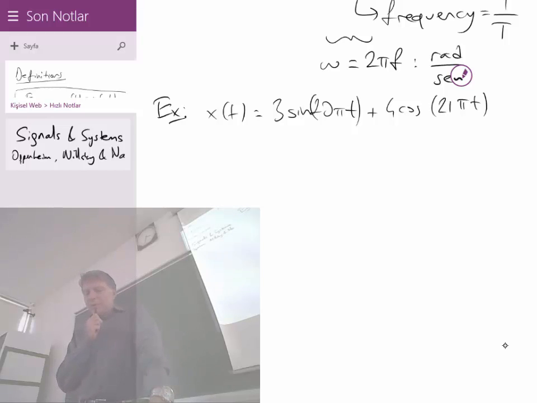If you go 1 over 20 seconds apart, this sine, the first one, will come to the same point in 1 over 20 seconds. In 1 over 21 seconds, which is a shorter period for the second one, the second cosine will come to the same point, but they will be separated a little bit. The first one is 1 over 20, the other one is 1 over 21. So the period is neither 1 over 20 nor 1 over 21. What is the period?